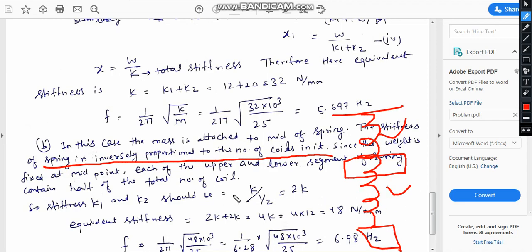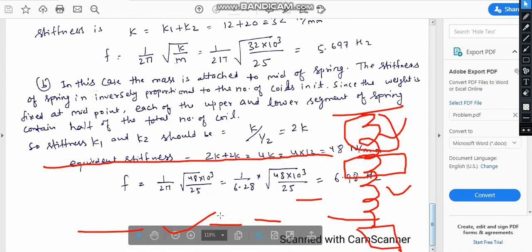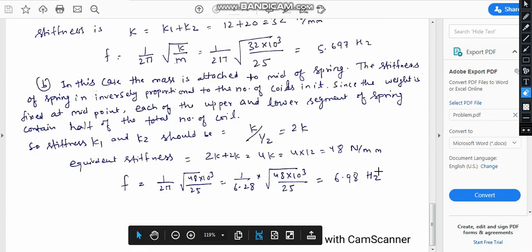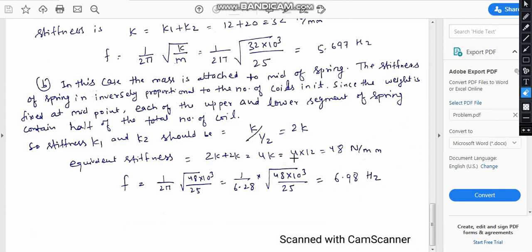So the stiffness of K1 and K2 is equal, and it is K upon 1 by 2, because half is covered above, so it is 2K. The total equivalent stiffness is 2K + 2K, because this is a parallel combination, so 2K + 2K is 4K, and that is 48 Newton per meter. By putting this in the expression, we have calculated the value of frequency, which comes to be 6.98 Hertz.